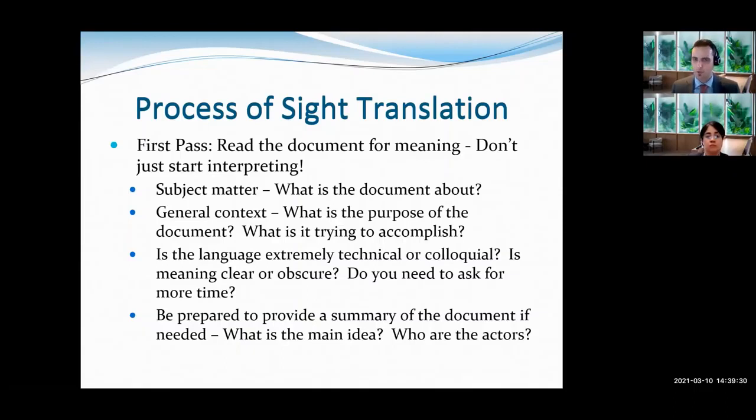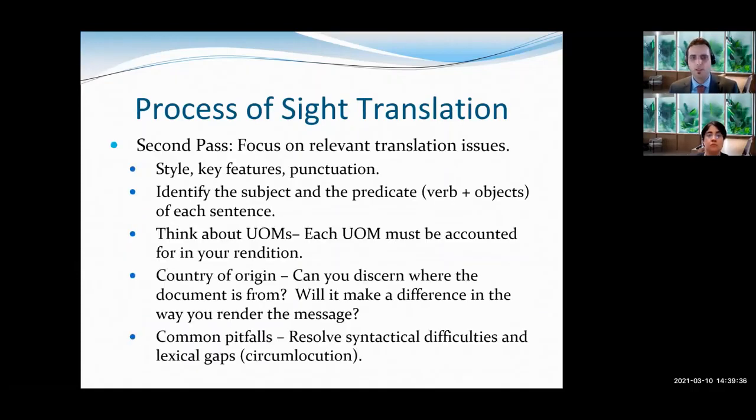So let's say that's the first minute. Then we're going to move to step 2, which I call the linguistic analysis. You're going to focus on relevant translation issues. This should take that second minute, 60 seconds of that 6-minute span that you have. After you've read it for meaning, you understand who it's written by and what the purpose of it is, now I want you to go back and focus on relevant translation issues. You're going to notice things like style, key features, punctuation, things that may give you difficulties as you're translating this out loud.